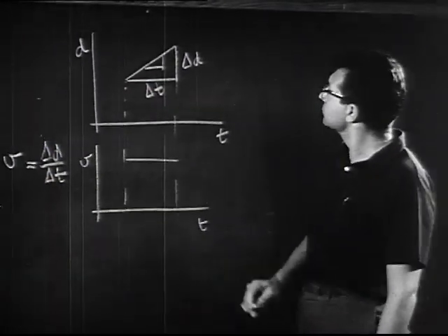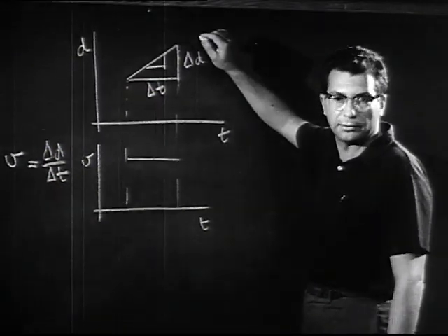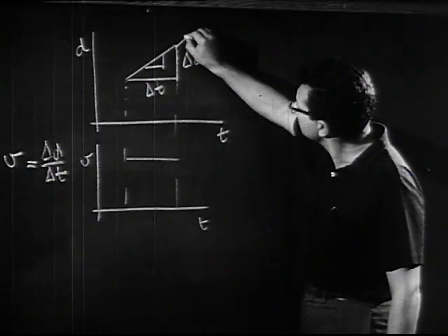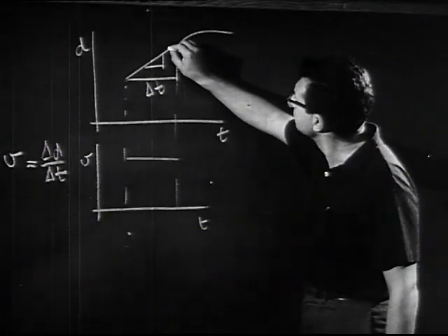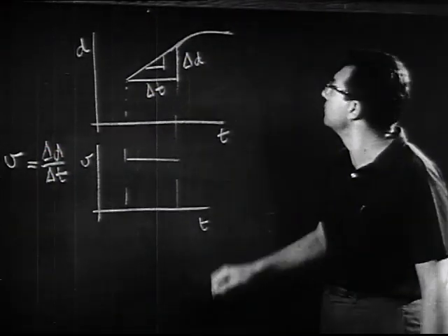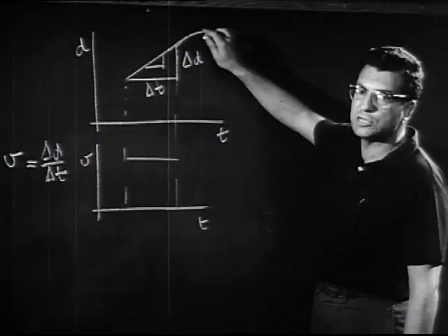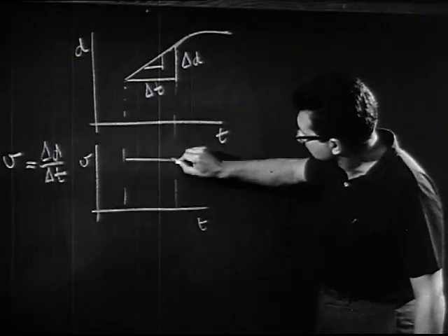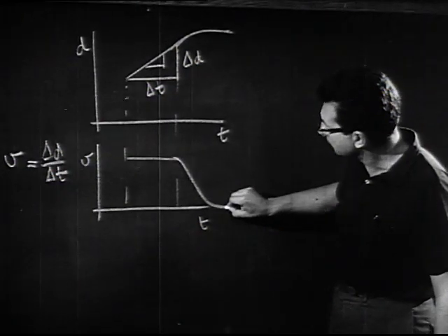Next, let's suppose that we come to a stop. We remember that what that did to us on the road was to give us a d curve which levels out, let's say like that. Over that interval of time, the slope is decreasing and reaches 0. So I know that the speed must do this.